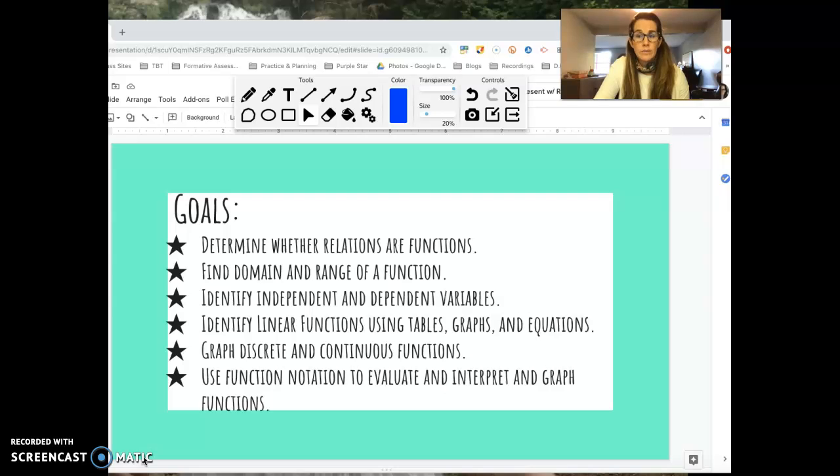Domain and range, you've already been working with. Domain is typically the input, the x's. Range is the output of your function, your y's. You've already been working with that. We're just talking about it differently now. Independent and dependent variables, you've already been working with. We're just going to start identifying them more. And you've been doing that in your bio classes, I think, as well. It's the same idea. Linear functions, we're going to talk about those a little bit more. Discrete versus continuous and discontinuous graphs, we're going to talk about that. And function notation to evaluate and interpret functions and graphs. You've been doing all of these things.